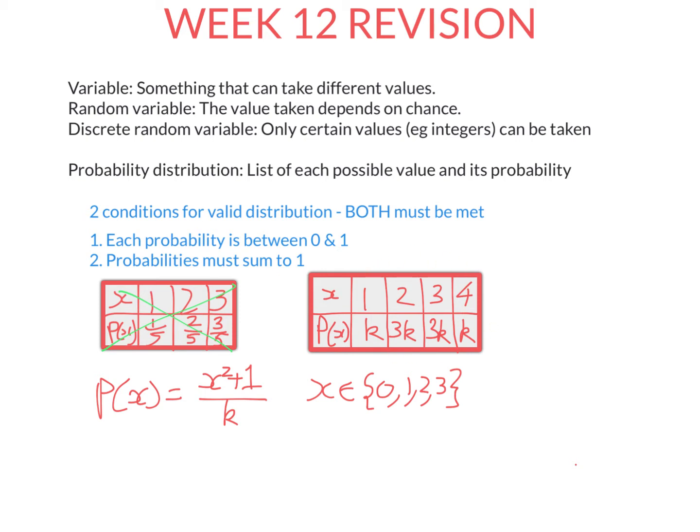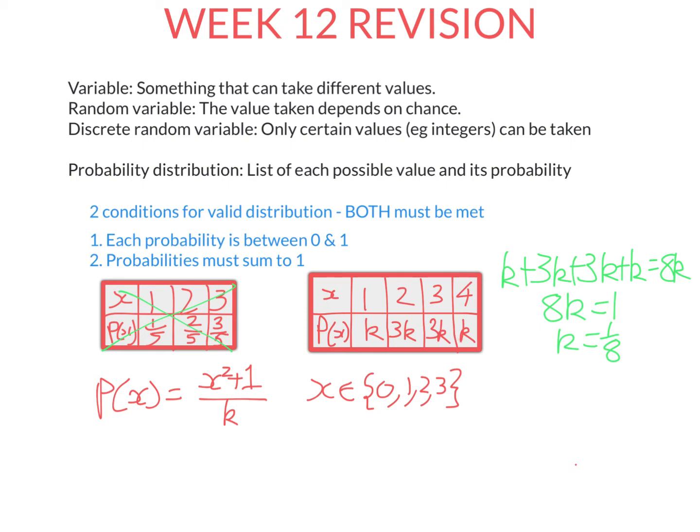Over here, this could be a valid probability distribution if each of the probabilities added to 1. All of these probabilities add up to 8k. So this will be a valid probability distribution if 8k is equal to 1, or k is 1/8. The probabilities are 1/8, 3/8, 3/8, 1/8.